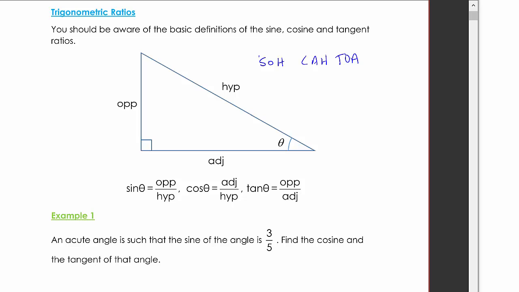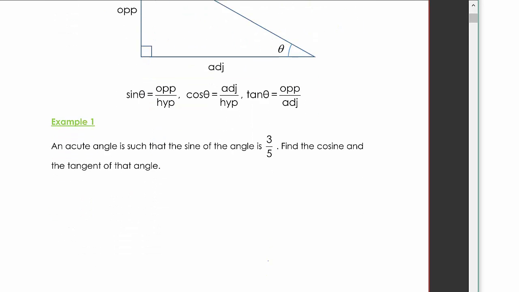It's worth noting, because that's what we're going to be moving on to, that because this is in a right angle triangle, at the moment you only really know about the sine, cosine and tangent of angles from 0 degrees to 90 degrees, or 0 radians to pi by 2 radians.